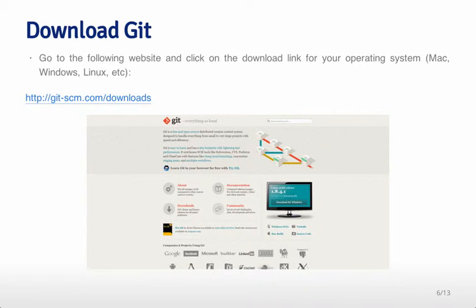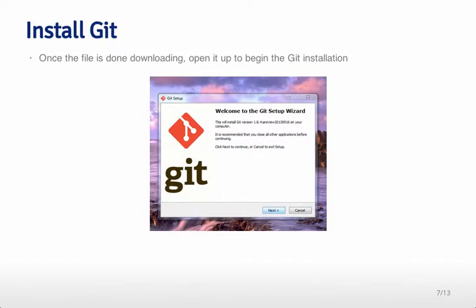So the first thing that you need to do is go and download Git. I've given you the website that you can see right here. If you go to that website and download the appropriate version of the software for your operating system, that would be the right place to start. The next thing that you do, once it's done downloading, is you open it up and you begin the installation process. So there'll be an install wizard that will take you through the steps of installing Git.